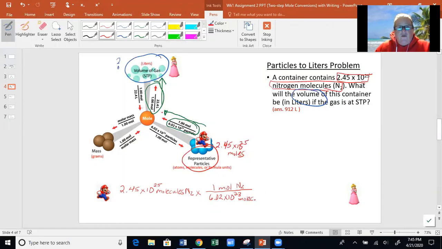All right, now we are in the mole parking lot. Mario would be in the mole parking lot, and we would follow the next pathway to get to Princess Peach. And that is this one right here. I have 1 mole on the bottom this time. 1 mole of nitrogen is 22.4 liters. And this will get me to Princess Peach. And let's have Mario take that path.